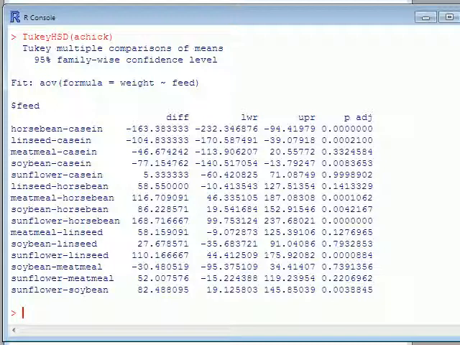You see how it looked at each of the feeds 2 at a time, calculates the difference, calculates the confidence interval based on 95% confidence level, and it also gives you a p-value at the end. As you can see, some of them are very different. Okay, these first 2 were very, very different. Some of them aren't very different. For example, the linseed and the horse bean. Here's another one that's not very different at all, soybean and linseed.